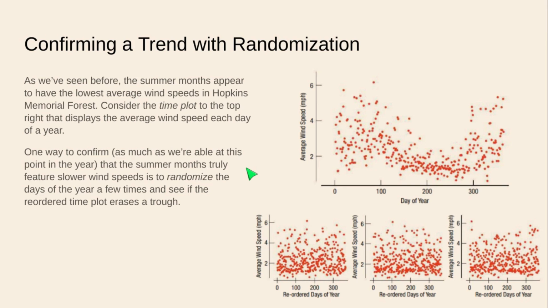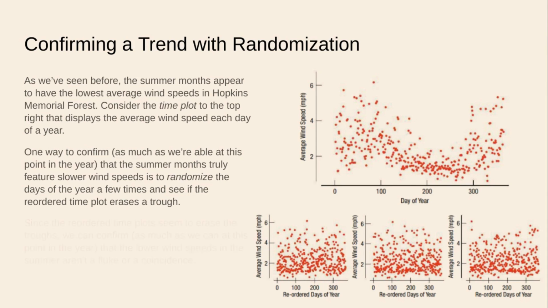One way to check to make sure this is legit and this trend that we're seeing is real is to randomize the days of the year a few times and see if we erase this trough that we see. All right, so if we put the days of the year in a random order, does a trough just kind of naturally appear in the data? The trough just so happened to appear in the summer months here, but if we reorganize the data, a trough would appear somewhere else, and the trend is a big nothing burger. Or is what we are seeing over here actually a true trend?